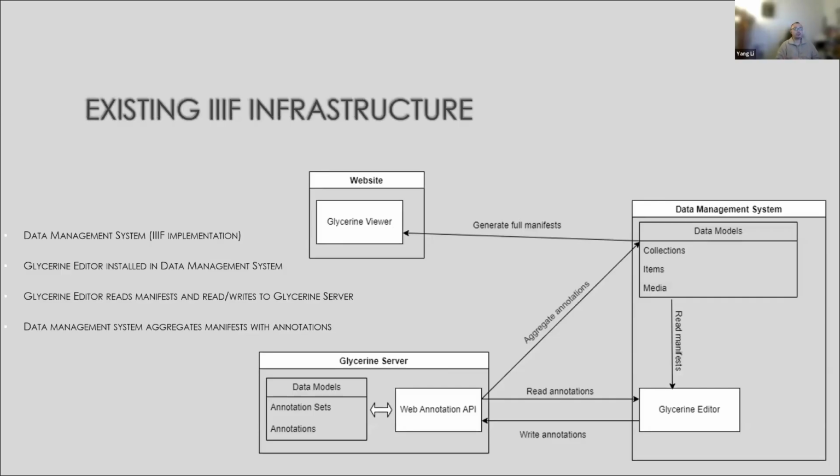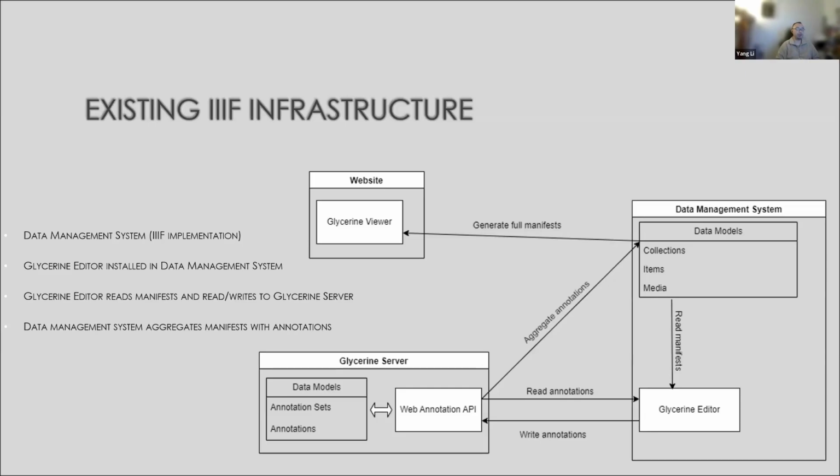The next use case assumes the organization already has existing IIIF infrastructure. In the flowchart, this is again referred to as the data management system. In this case, the existing digital asset or a collection management system has its own IIIF implementation that can generate manifests from its data models. It uses Glycerine server as the annotation store.